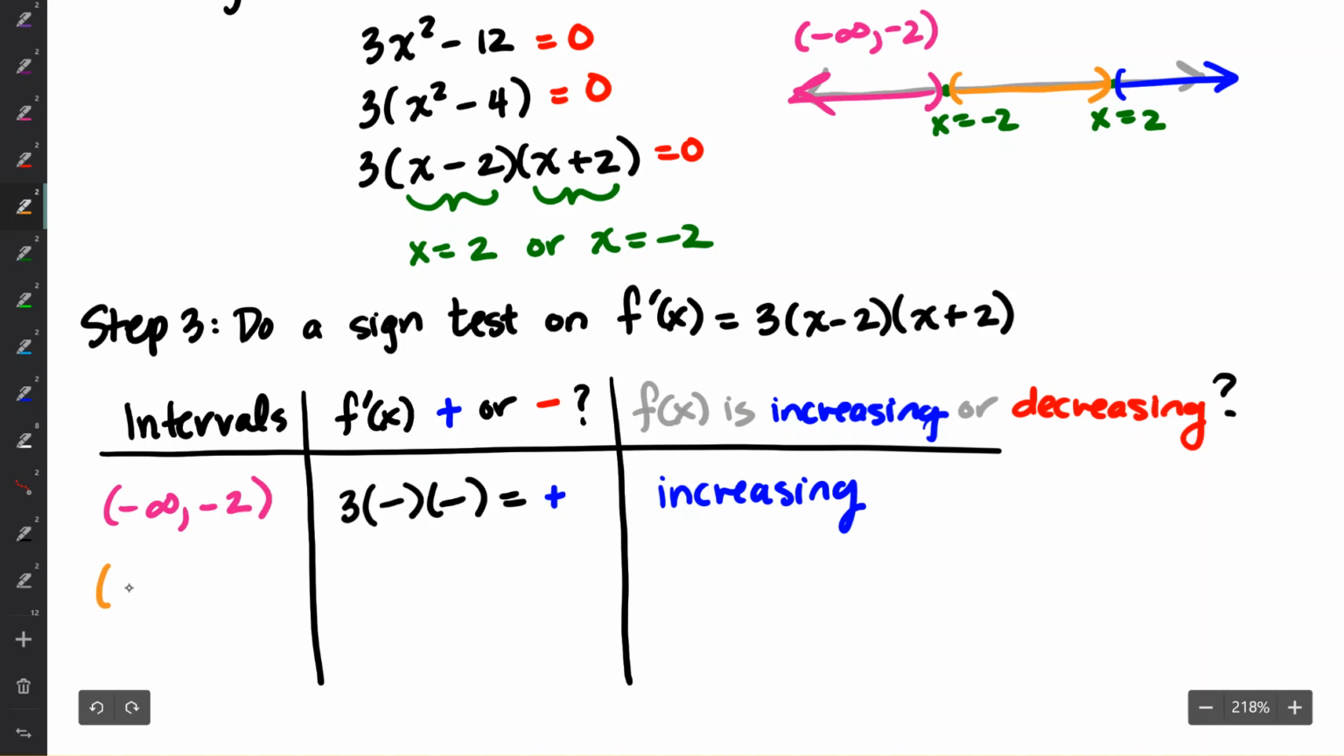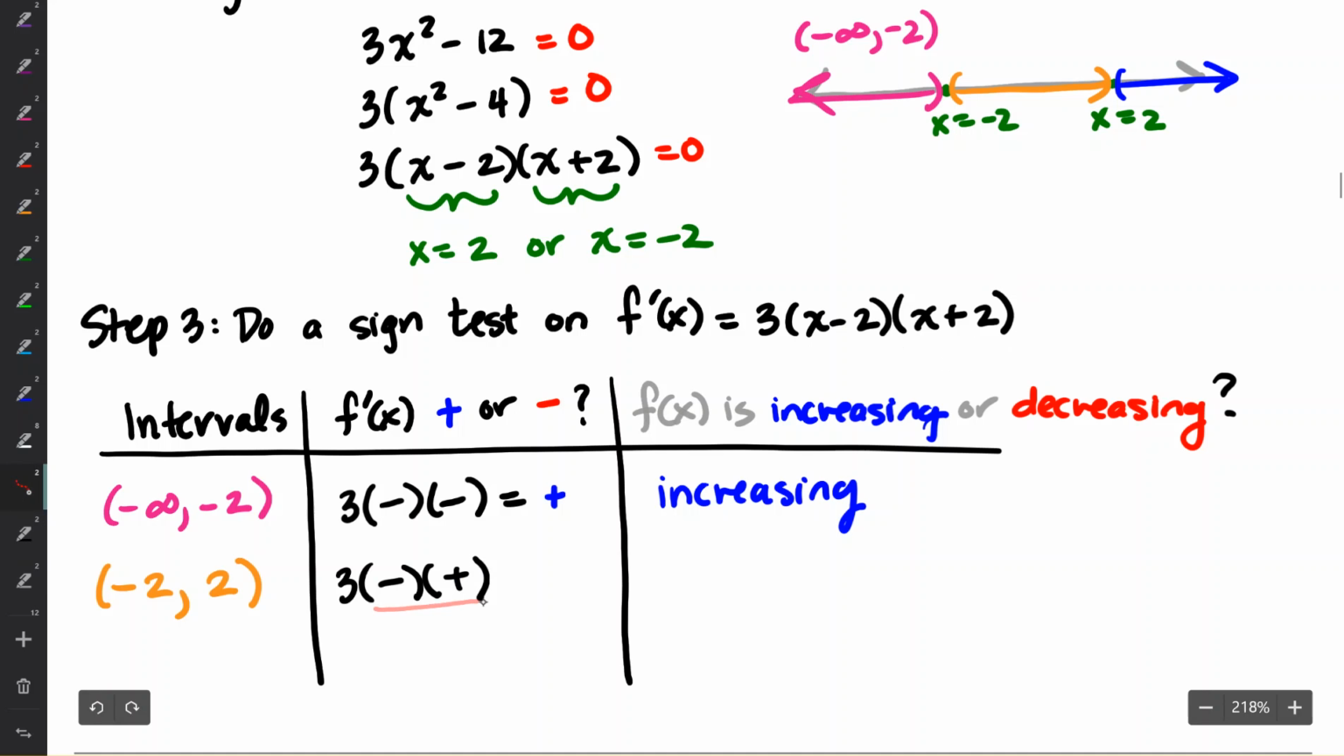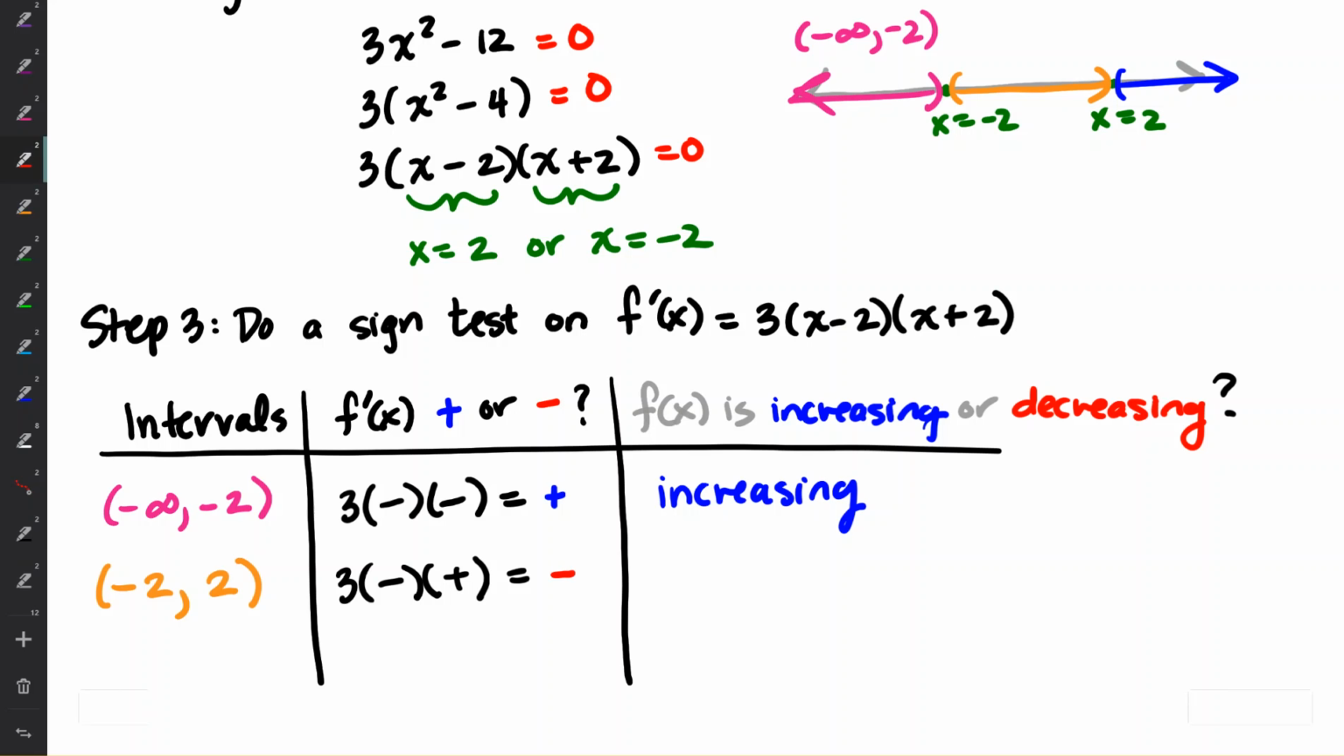Now on the interval -2 to 2, f prime, pick a number between -2 and 2, like 0 is a good one to pick. 0 minus 2 is negative. 0 plus 2 is positive. We've got a negative times a positive, which is negative, times positive 3, that's negative. Since my first derivative is negative, my function f is decreasing.